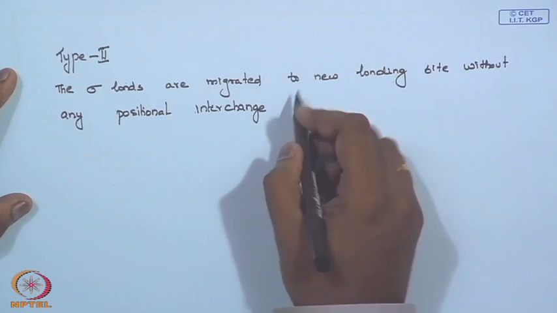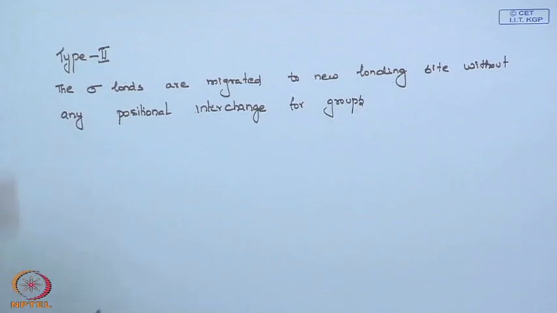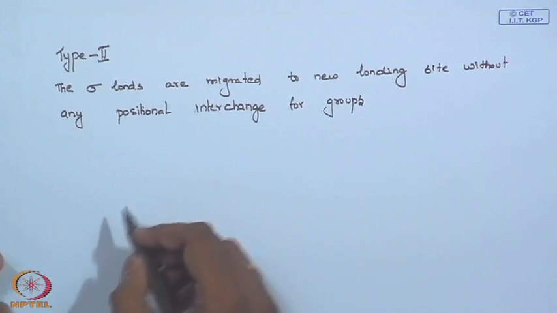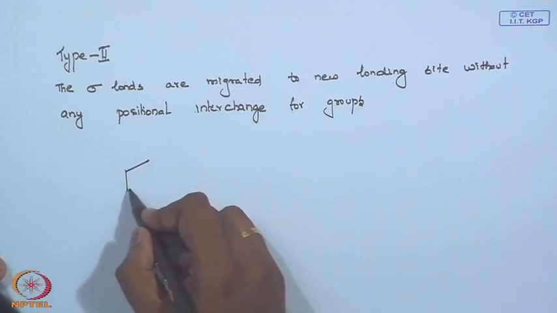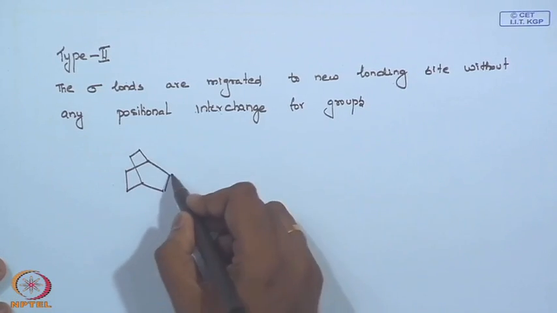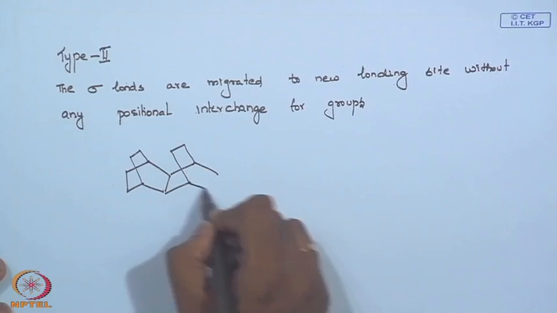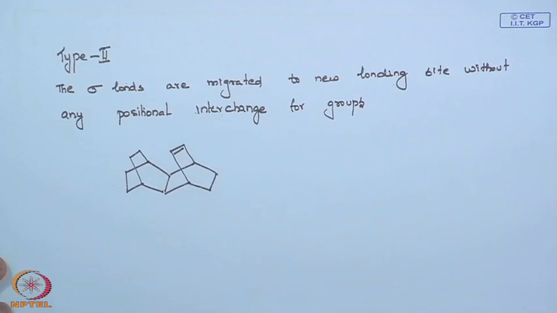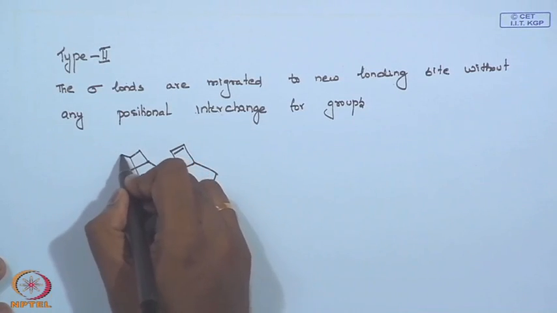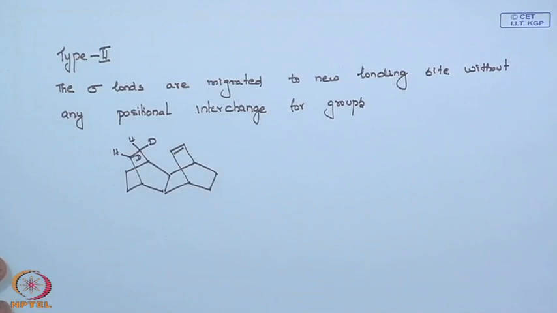Interchange for groups. Now we will see the example and see whether it fits our definition. So I take this molecule. I have a double bond here. In this case, I keep my hydrogen, but on one side I keep deuterium, and I keep deuterium here. Instead of hydrogen, I made it a deuterium.